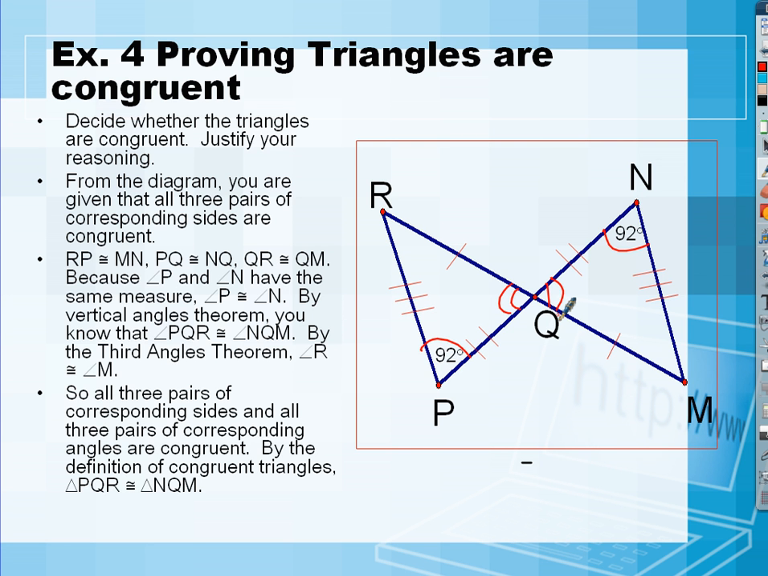And now, by the third angles theorem we just talked about, if those two are congruent and those two are congruent, then the third angles must also be congruent. And so now they're congruent. All the parts are congruent, right?